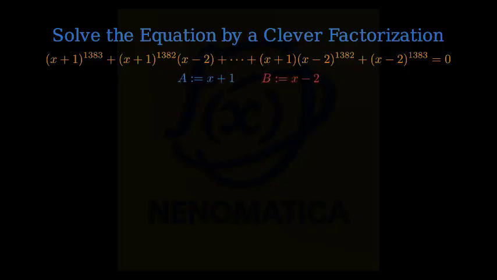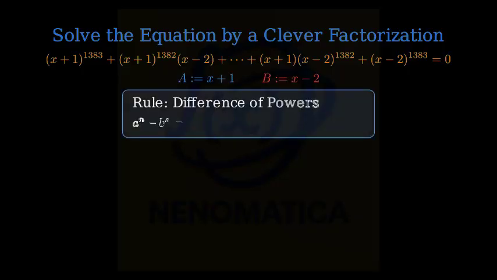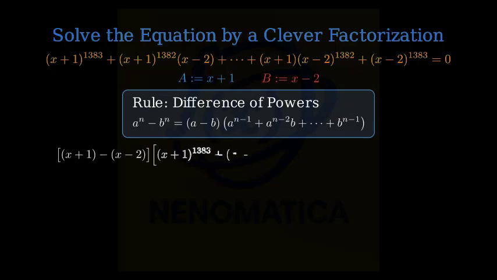Let capital A be x plus 1 and capital B be x minus 2. The long sum you see is exactly what you get when you expand the quotient A to the power n minus B to the power n, all divided by A minus B. It is the classic difference of powers identity. The sum we were given matches the long sum in the identity, with n equal to 1384.